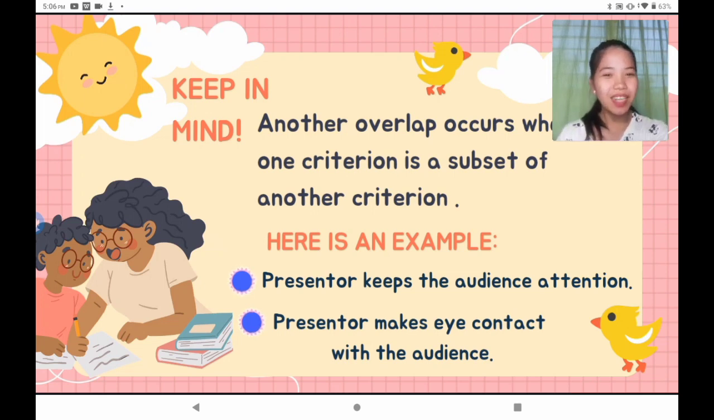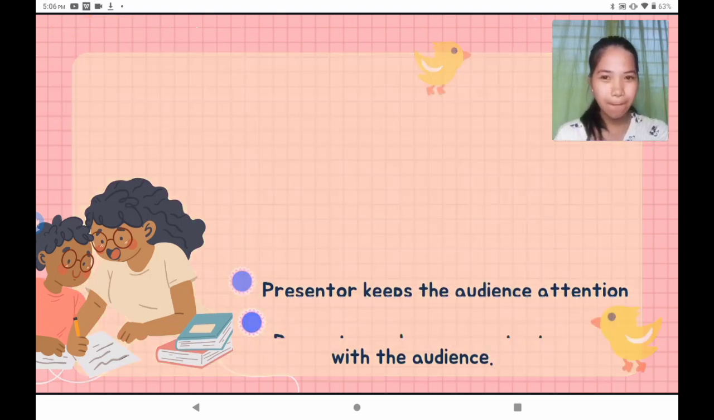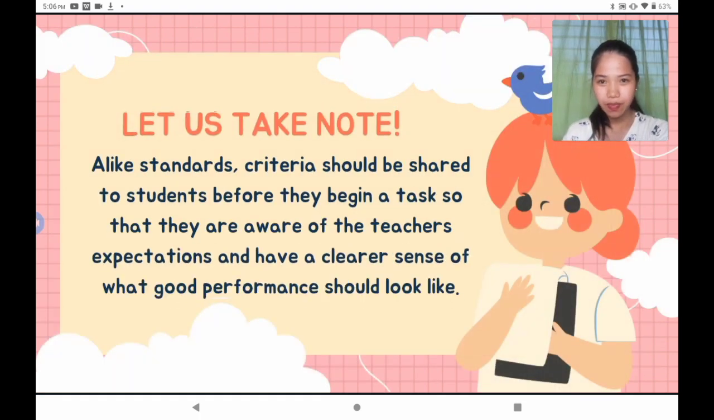Okay, then now let's proceed. So, future educators, let us also take note that alike standards, pareha sa standards, ang criteria should also be shared to students before they begin a task so that they are aware of the teacher's expectations and have a clear sense of what good performance should look like.